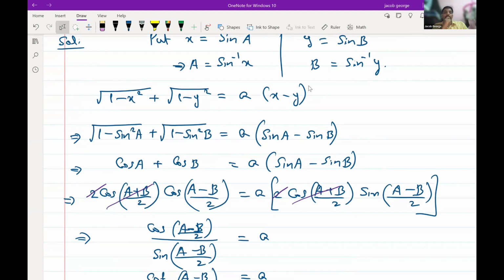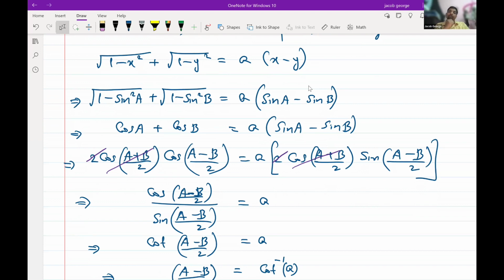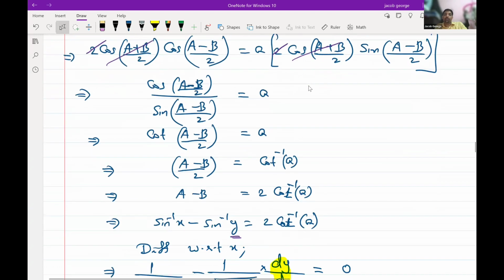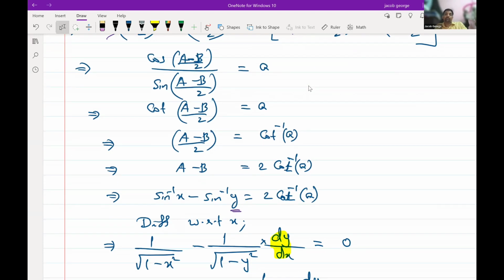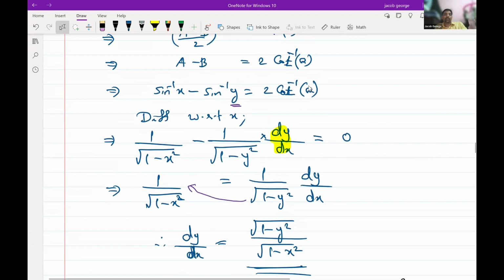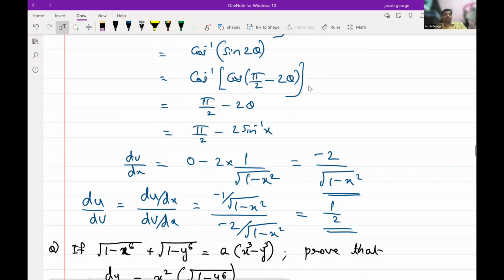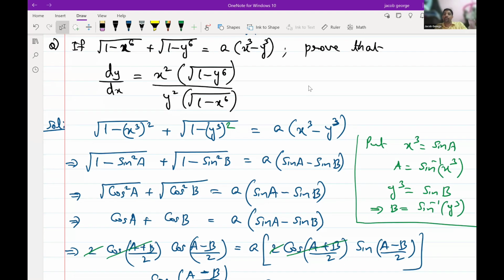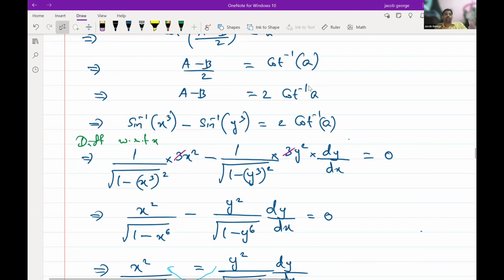Now cos A plus cos B, we apply the sum formula: 2 cos of A plus B by 2 into cos of A minus B by 2. Sine A minus sine B is 2 cos of A plus B by 2 into sine of A minus B by 2. Then we get cos by sine, the form cot, and then A minus B like this. Then we substitute A and B and differentiate with respect to x. Okay, so this type also you have to practice well. Even this question also follows the same rule, x cube is sine A and y cube is sine B. Then we get the same pattern, okay, even in this question.